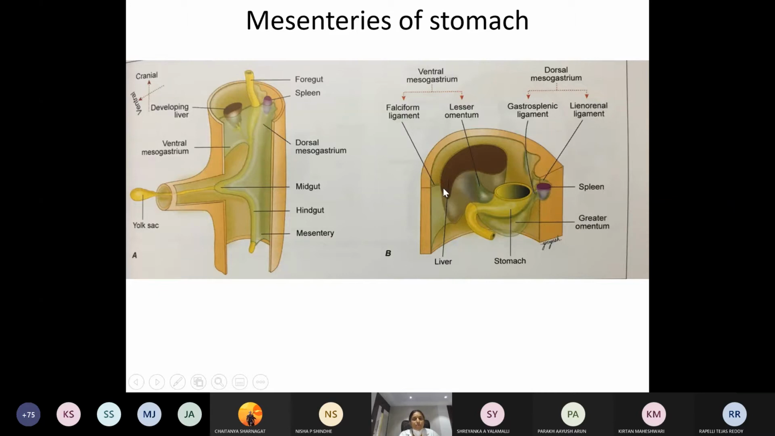And what else is derived from the ventral mesogastrium? See this here. This is the falciform ligament. Clear? What is falciform ligament? Ligament which is extending from the anterior abdominal wall up to the liver. Clear? So, both the falciform ligament and the lesser omentum are the derivatives of the ventral mesogastrium, because the liver will grow in between. It will grow in between. There will be splitting of the ventral mesogastrium to give rise to falciform ligament as well as lesser omentum.